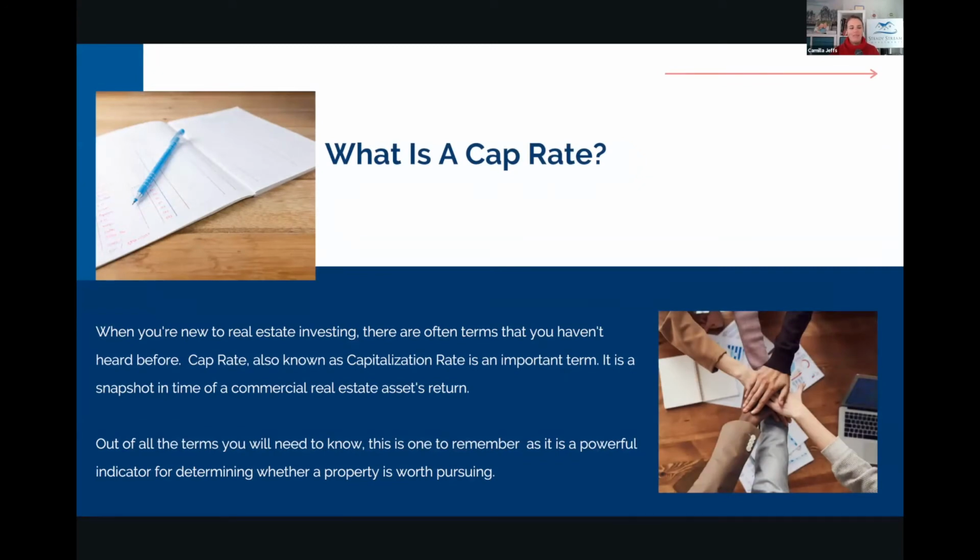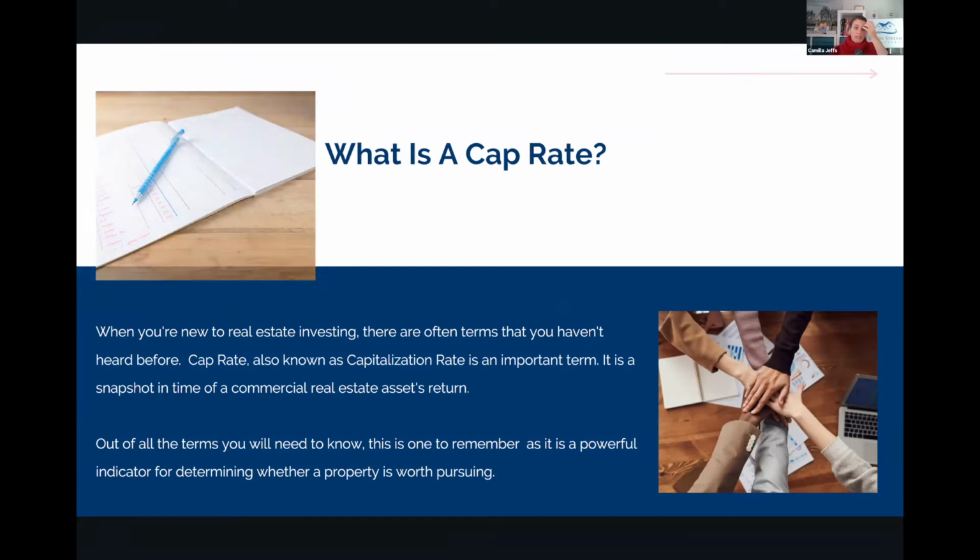Like I said, I've been involved in real estate for a long time, and you learn new terms and jargon. Cap rate is short for capitalization rate, and it's a really important term. Basically, it's a snapshot in time of a commercial real estate asset's return.